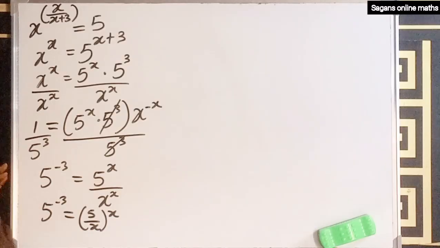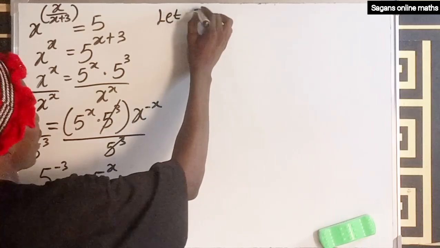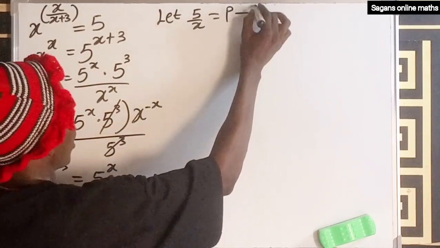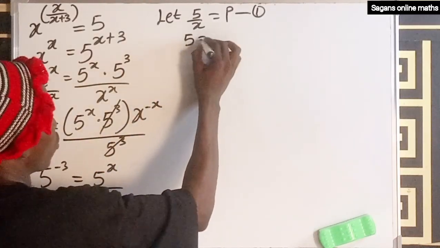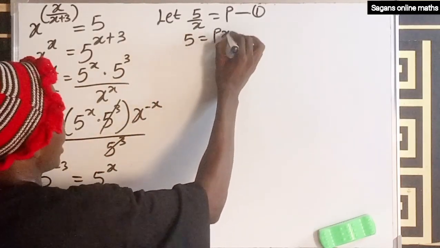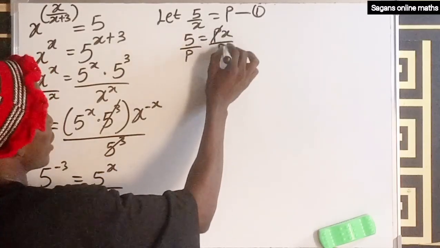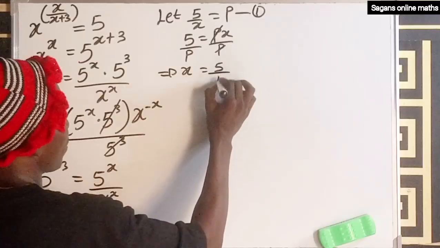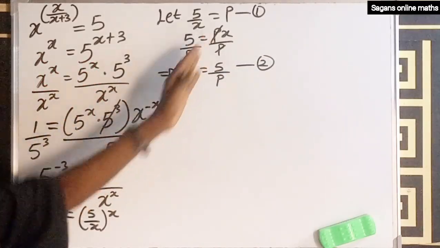Okay. At this point, there's nothing more we can do directly. So this amazing thing we can do, we can say let 5 divided by x equal p. You can call this equation 1. By making x the subject, you can see that 5 is equal to px. So if we divide here by p and divide here by p, this cancels out this, and this implies that x is equal to 5 divided by p. You can call this equation 2.